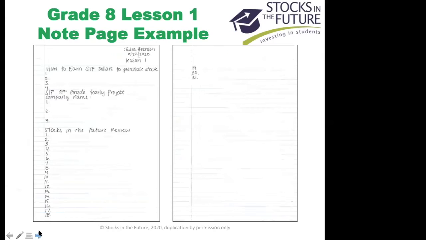For today's lesson, your paper will be organized like this. First, there will be an activity that talks about how to earn Stocks in the Future dollars, followed by some notes about a yearly project that you'll be working on. And then finally, at the end of the lesson, you will be defining several vocabulary words from last year, 21 to be exact. So this is how you could set up your paper ahead of time.